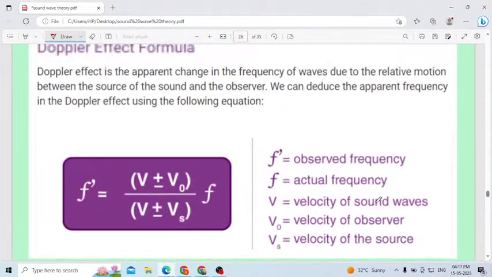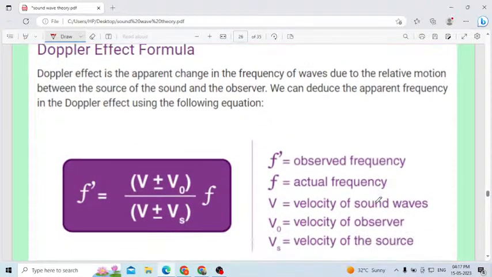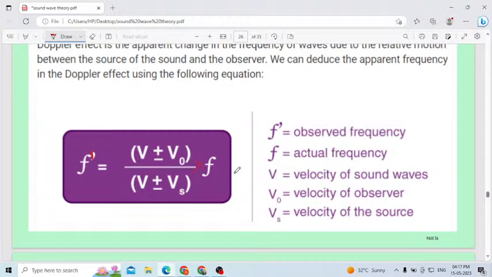Okay. The Doppler effect formula is given here, and you have to remember it. F dash equals (V plus or minus V naught) divided by (V plus or minus Vs) into F. What is meant by F dash? F dash is the observed frequency, otherwise the observer frequency. F means the actual frequency. V means the velocity of sound waves. V naught means the velocity of the observer. Vs means the velocity of the source. That one you have to remember.